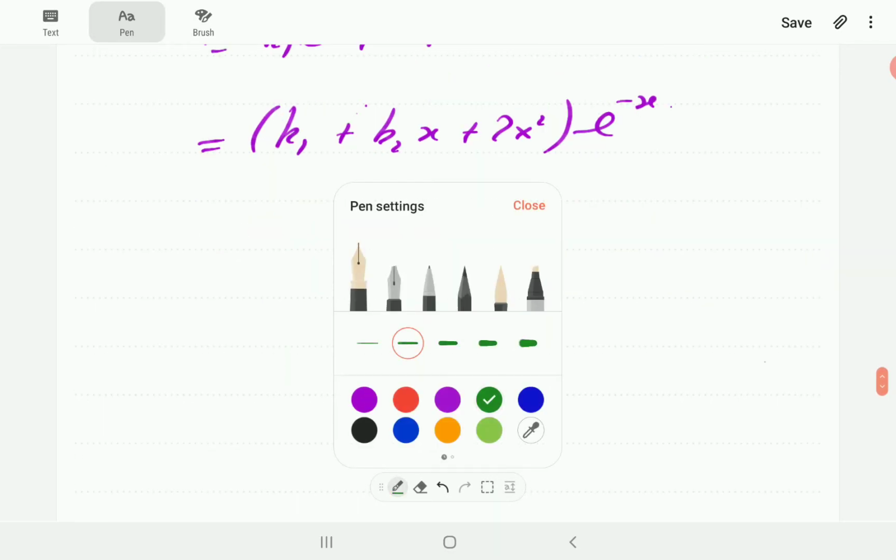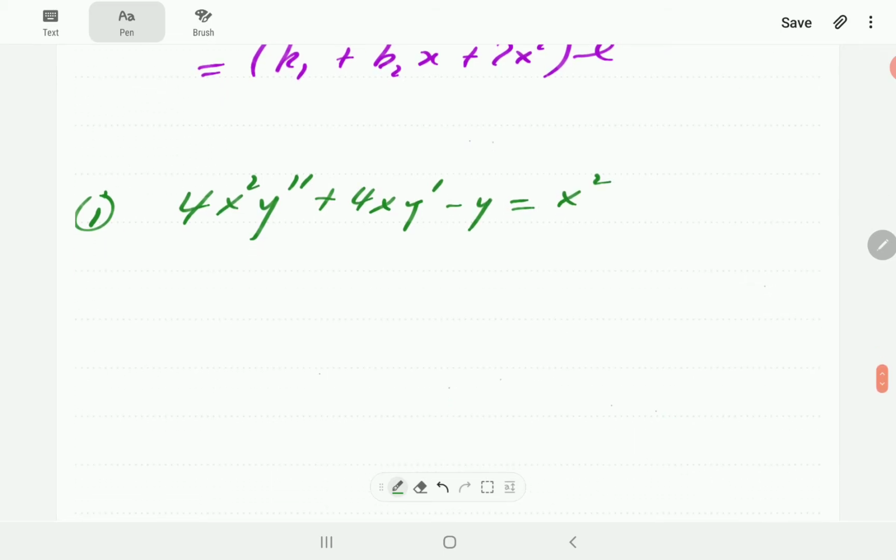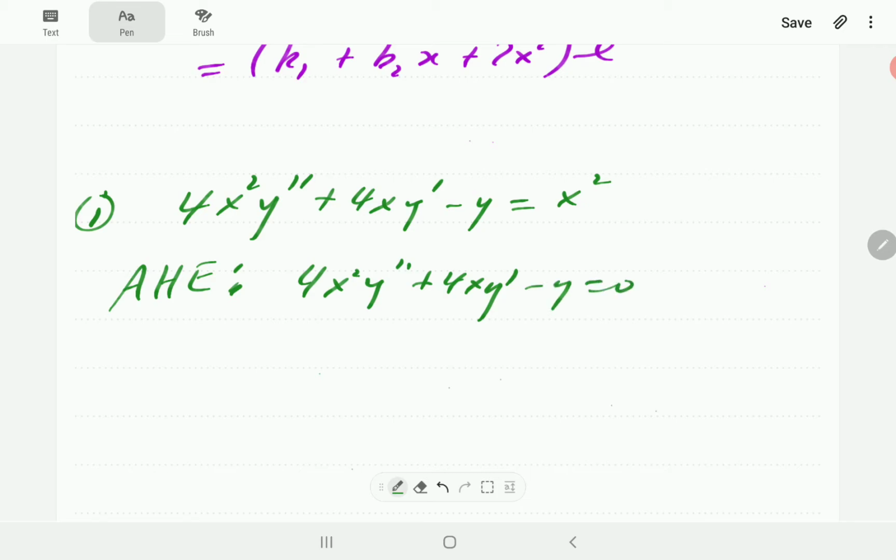So in example number I, we have got 4x squared y double prime plus 4x y prime minus y equals x squared. The associated homogeneous equation is going to be 4x squared y double prime plus 4x y prime minus y equals 0. This is an Euler's ODE.